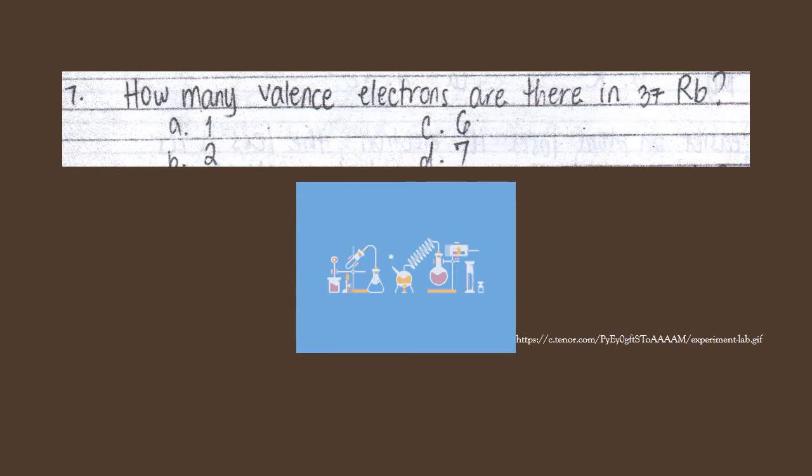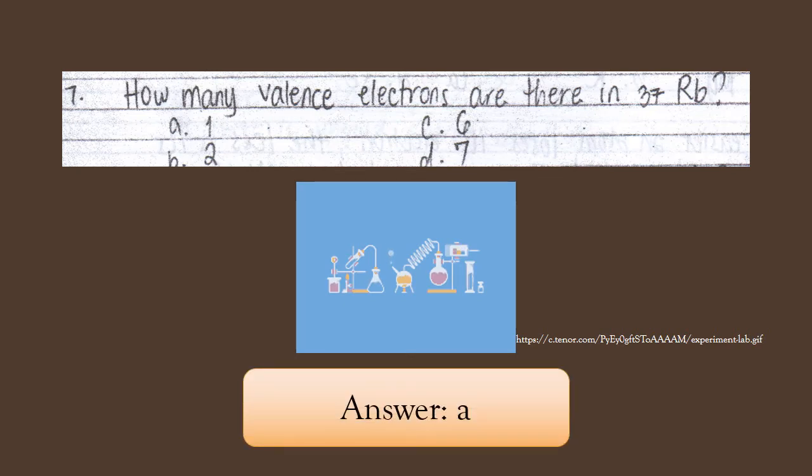Number 7. How many valence electrons are there in 37 rubidium? A, 1, B, 2, letter C, 6, or letter D, 7? Now the answer is letter A, 1.